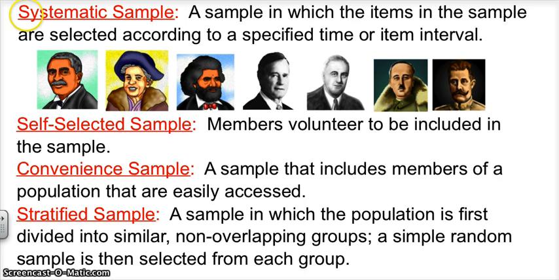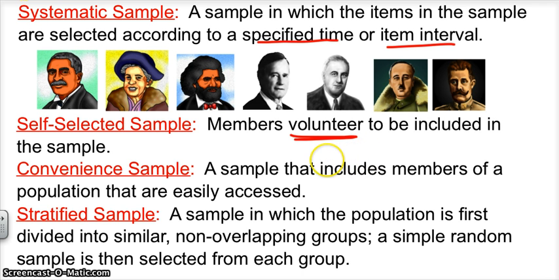The next one, systematic sample, is a sample in which the items in the sample are selected according to a specified time or item interval. So this kind of sample, you could have first hour, second hour, third hour. There is some specified time or interval. Next, we have a self-selected sample, where members volunteer to be included in the sample. Volunteering is the key word.